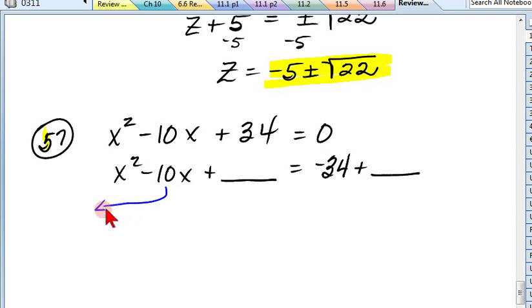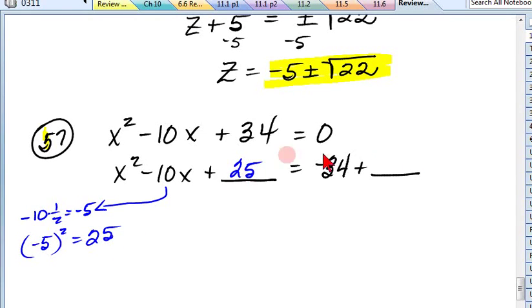Same steps I did in the previous problem. This time I'm taking -10. Half of it is -5. Square the -5, and you still get 25. The difference in this problem is on the left-hand side, you're going to have x minus 5 quantity squared, whereas in the other one we had x plus 5. Equal sign, -9.